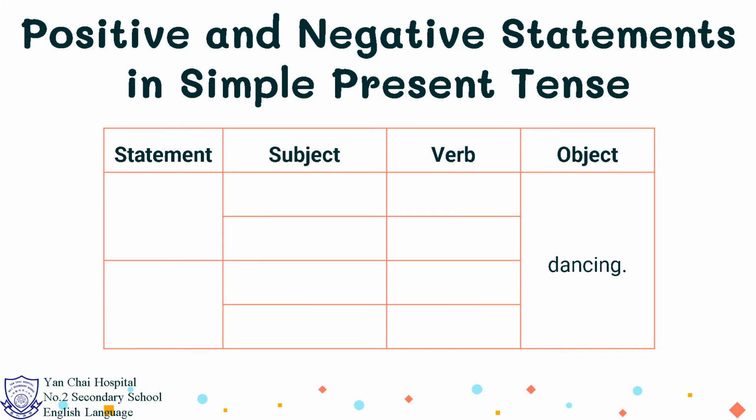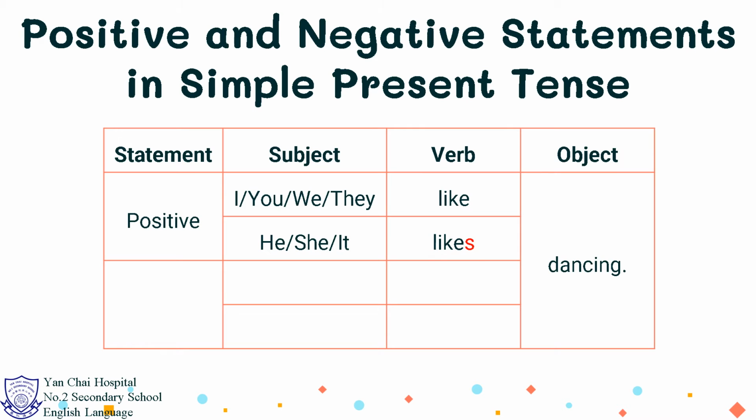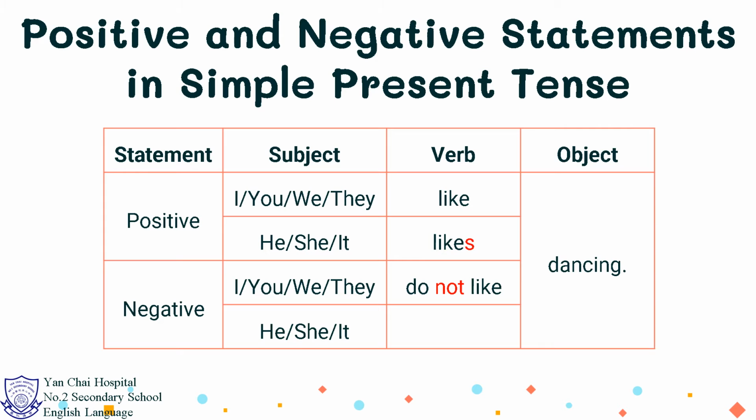Positive and negative statements in simple present tense. For positive statements, I, you, we, they like dancing. He, she, it likes dancing. For negative statements, I, you, we, they do not like dancing. He, she, it does not like dancing.